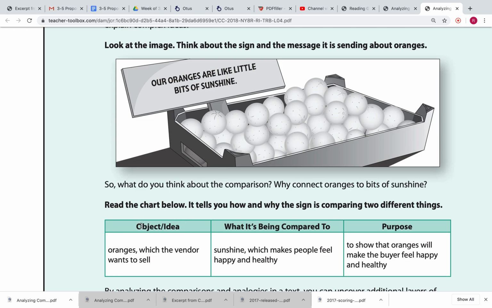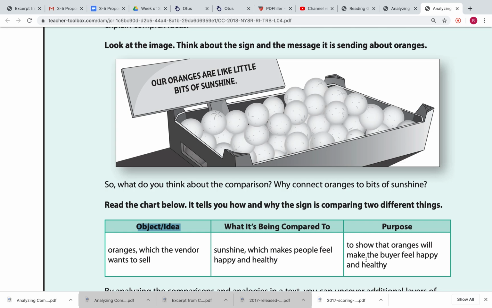So first, let's start with the object and the idea. So the object is oranges, which the vendor wants to sell, right? These oranges are all for sale. What are the oranges being compared to? They're being compared to sunshine, which makes people feel happy and healthy. So what's the purpose of this comparison? It's to show that the oranges will make the buyer feel happy and healthy.